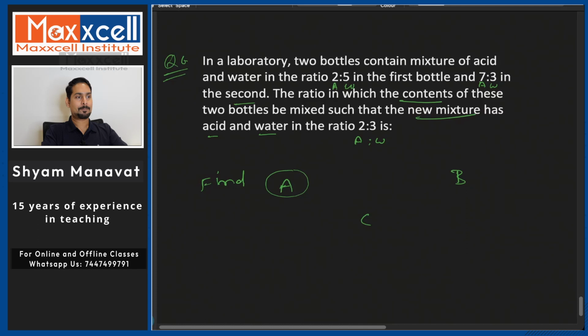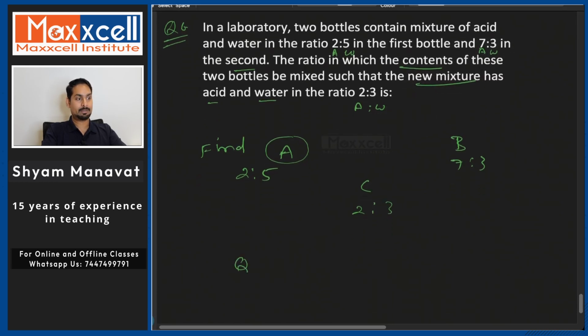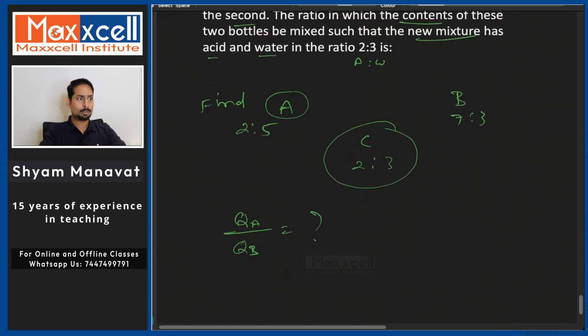So in bottle A, the ratio of acid to water is 2:5. Here this is 7:3, and the mixture you want is 2:3. So in which ratio shall we mix? That means the ratio of quantity. We need to find the ratio of quantity of A and B in which we mix both of them to get this solution. Isn't it sounding like you should apply the alligation rule to get the answer fast, right? I hope you agree with me.